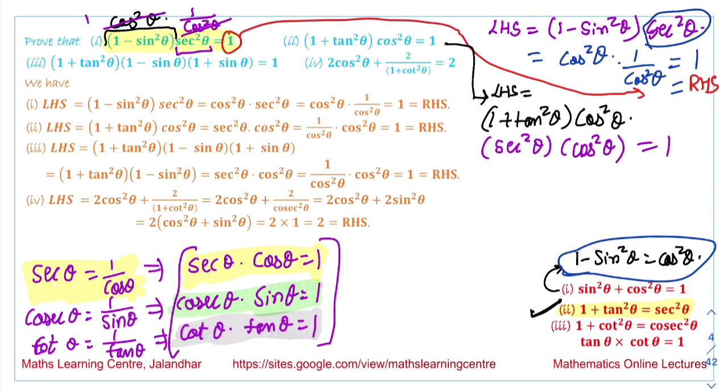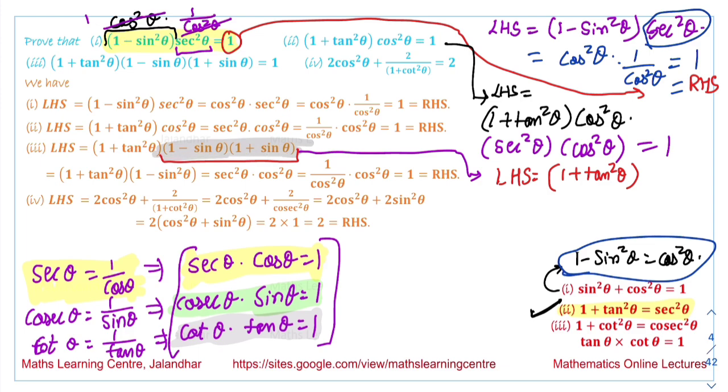Now in this third question, we are talking about this third part. We have the LHS, which is 1 plus tan square theta. And when we are talking about these two terms, we are talking about 1 minus sine theta into 1 plus sine theta.